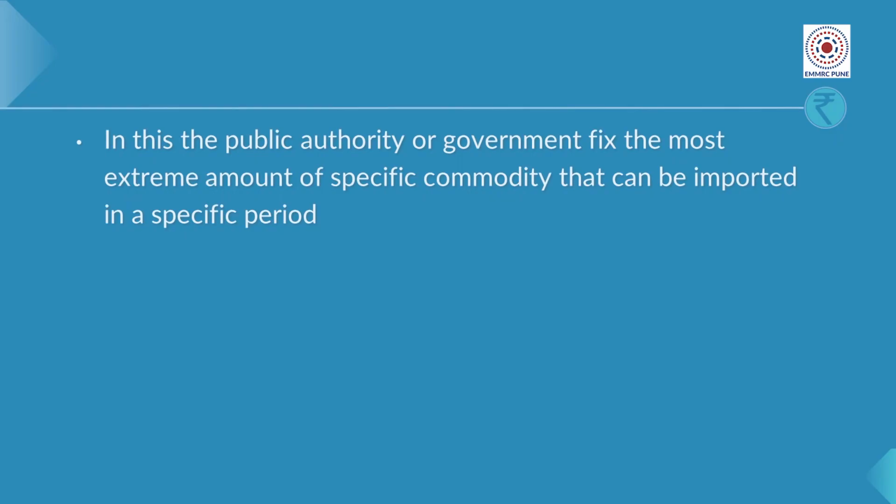The second measure in fiscal policy is quantity limitations or quotas. In this, the public authority or government fixes the maximum amount of a specific commodity that can be imported in a specific period. This motivates improvement in the balance of payment circumstances by restriction on imports.